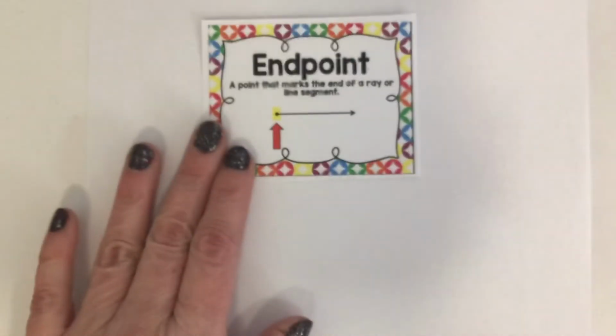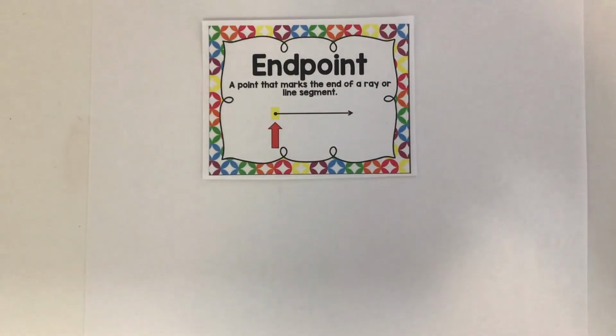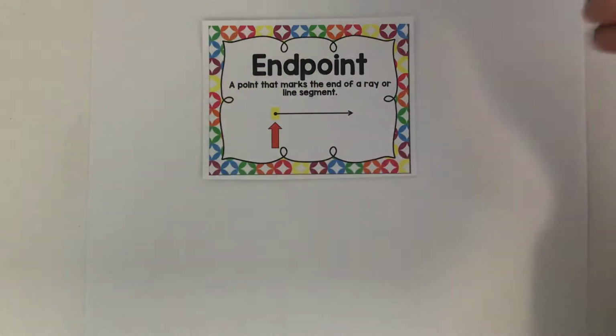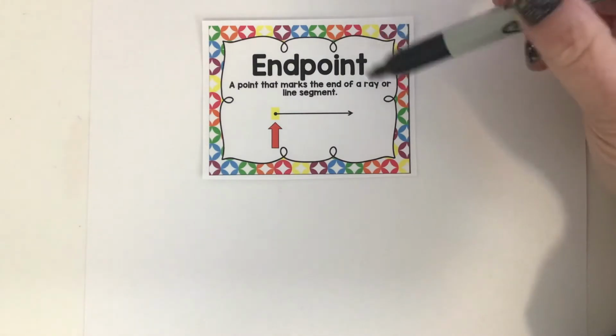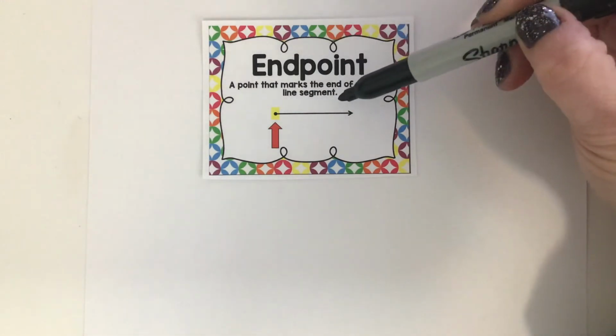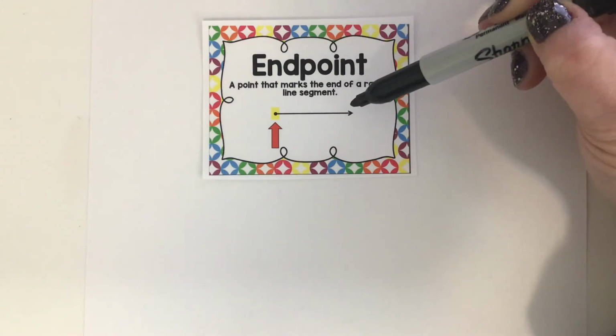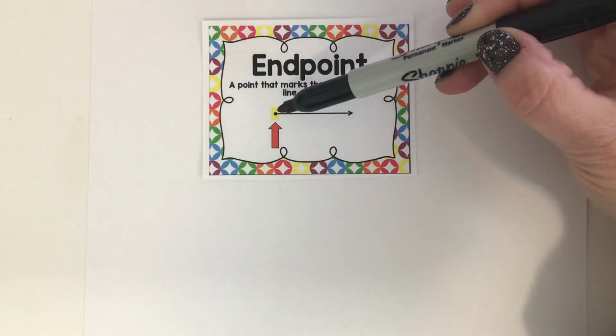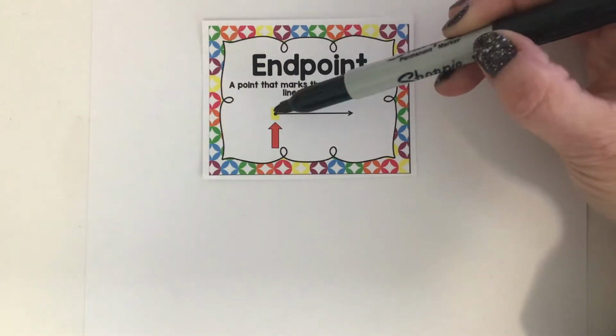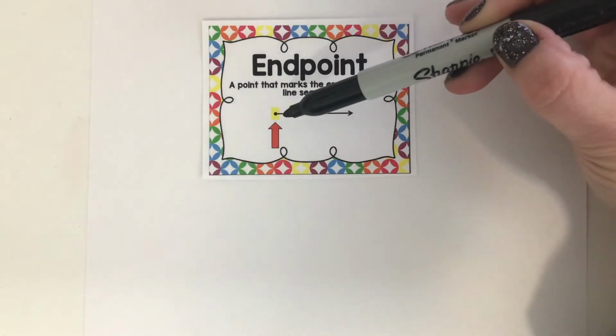Now, the first thing I'm going to talk to you about is an endpoint. An endpoint is not a line, but it's part of what makes some of the lines we're going to talk about. An endpoint is a point that marks the end of a ray. A ray is one kind of line we're going to look at, or a line segment. A line segment is the other type of line we're going to look at. So this is an endpoint. See that little point right there? It's just like the dots that we make on our fractions, except this one is going to show us where something stops or starts.